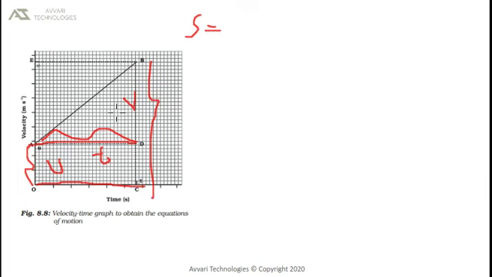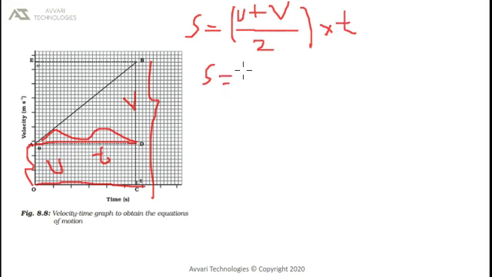So the area of this trapezium is the length of the parallel sides, U plus V, divided by 2, times the perpendicular length T. We can rewrite this as V plus U divided by 2, times the perpendicular length T.